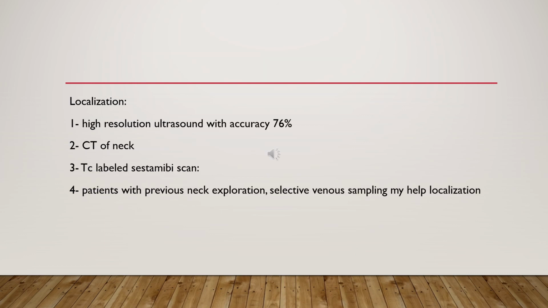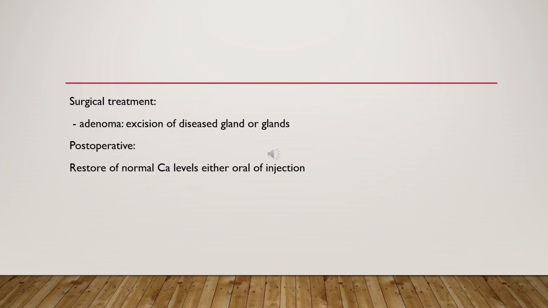Localization of the lesion by high-resolution ultrasound, which is accurate in 76% of the cases, CT of the neck, technetium-labeled scan, and in patients with previous neck exploration. Selective venous sampling may help localization. Surgical treatment: adenoma, excision of the diseased gland or glands; post-operative restoration of the normal calcium level, either orally or by injection.